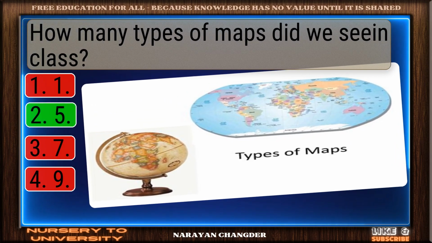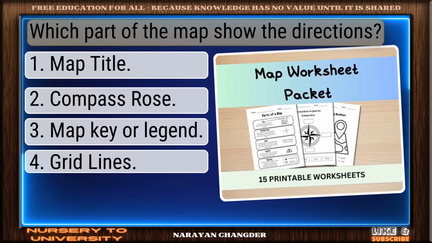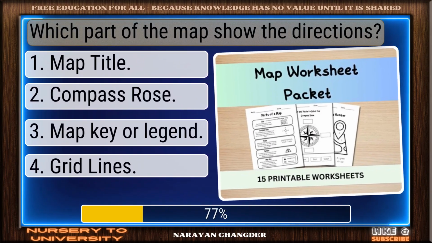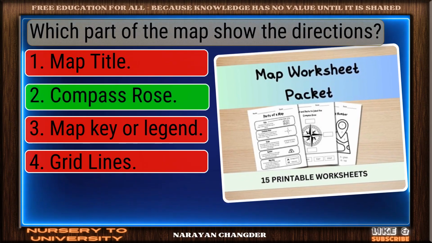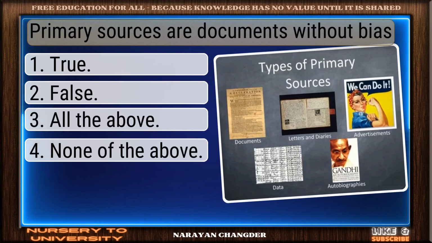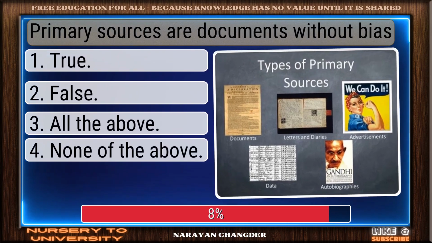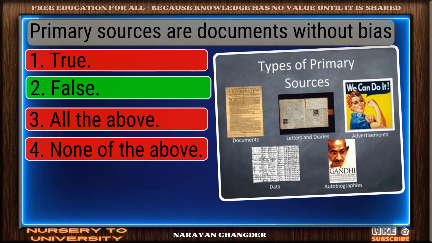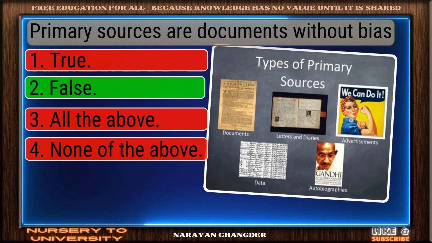On track. 5 is the correct answer. Which part of the map shows the directions? Excellent. Compass rose is a brilliant choice. Primary sources are documents without bias. Good job. Your answer, false, works well here.